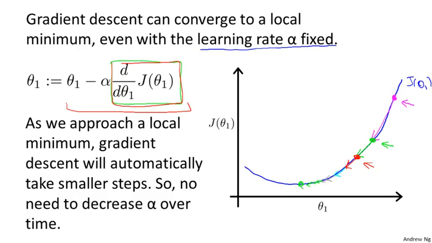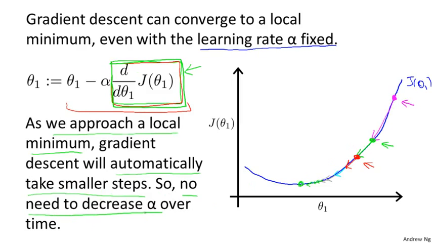So just to recap, in gradient descent, as we approach a local minimum, gradient descent will automatically take smaller steps. That's because, by definition, the local minimum is where this derivative is equal to 0. So as we approach the local minimum, this derivative term will automatically get smaller, and so gradient descent will automatically take smaller steps. So there's actually no need to decrease alpha over time. That's the gradient descent algorithm, and you can use it to try to minimize any cost function J, not just the cost function J that we defined for linear regression.